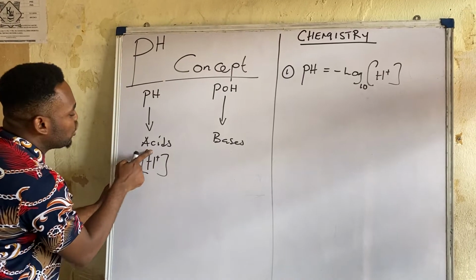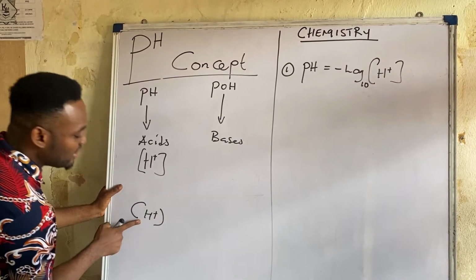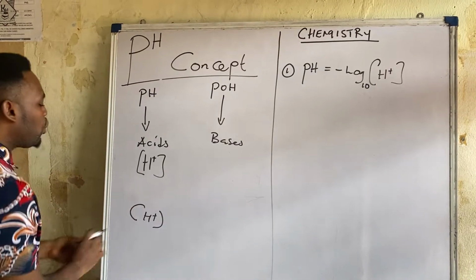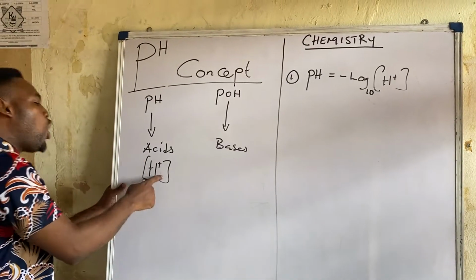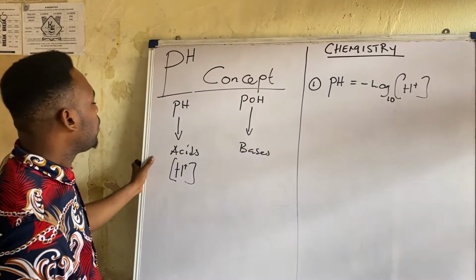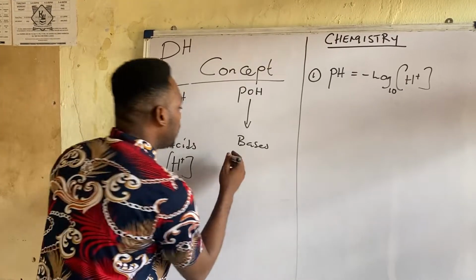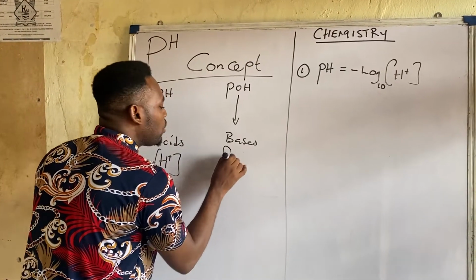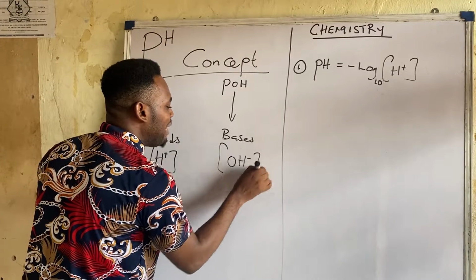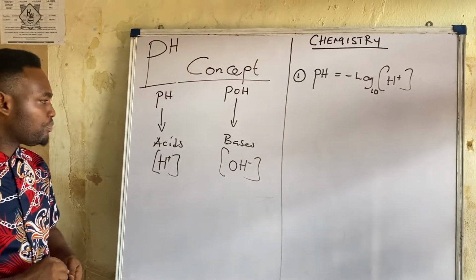Please remember that this is a square bracket, different from this bracket. So don't write it like this, but we'll write it like this. The square bracket means concentration in moles per dm cube. So here I will also write the concentration of OH minus in moles per dm cube.